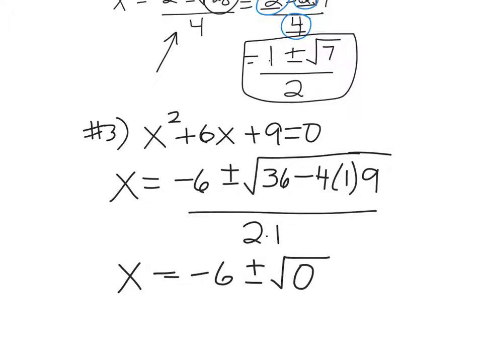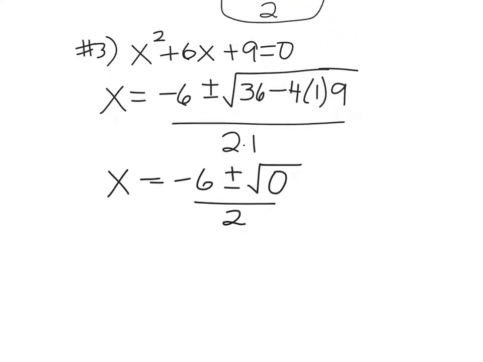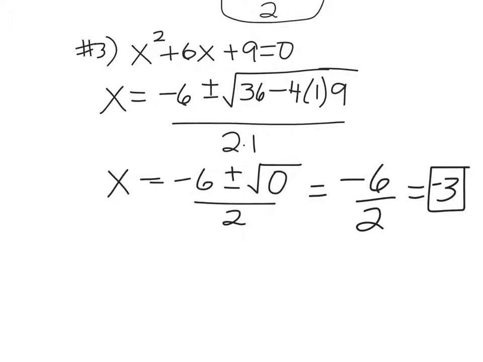Perfect. 0. Okay, and the square root of 0 is? 2. The square root of 0 is not 2. 0. It's 0. You were looking at that. And then you get negative 6 divided by 2, and you are left with 1 answer. What? Aren't you supposed to have 2?